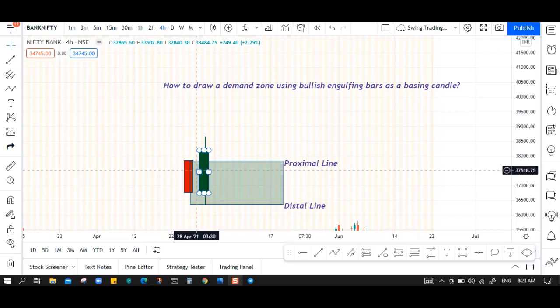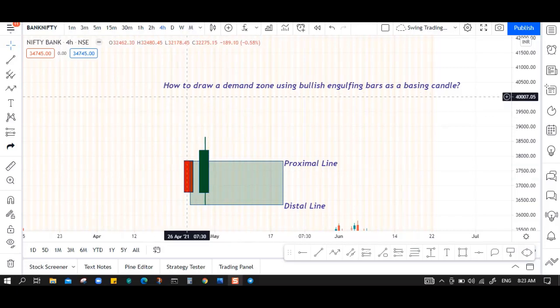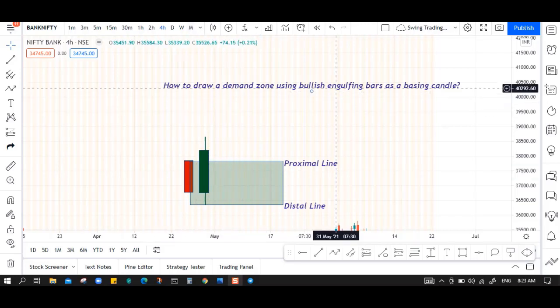So when a bullish engulfing bar forms in a demand zone, it becomes a basing candle, where we can draw the zones by drawing the distal and proximal lines. If it happens in a higher time frame demand zone, it becomes more powerful. Now let's see how to draw a demand zone using this bullish engulfing bar as a basing candle.